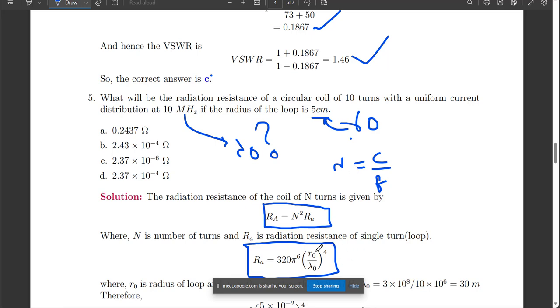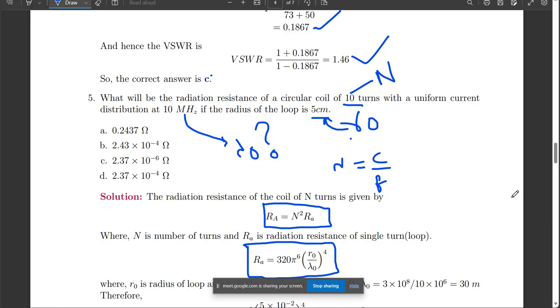Put these values here. You will be able to find out the radiation resistance of a single turn. When you find that out, you will put it here. N is how much? 10 turns. So this is N. N is given to you. First, you have to find out Ra, the radiation resistance of a single turn, which is equal to this, R naught, lambda naught. You already know. Put it here and you'll be able to find out Ra.